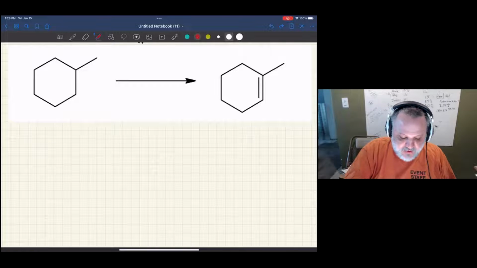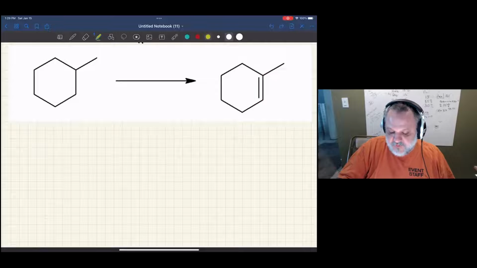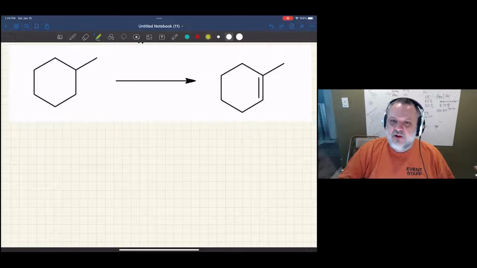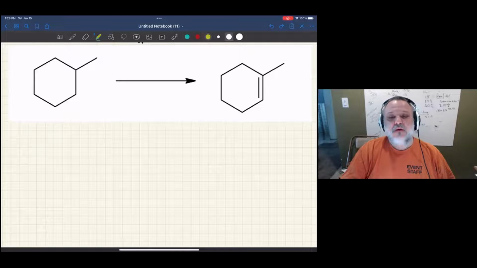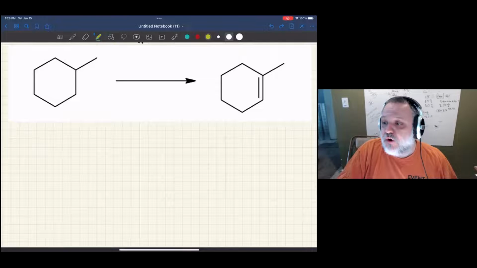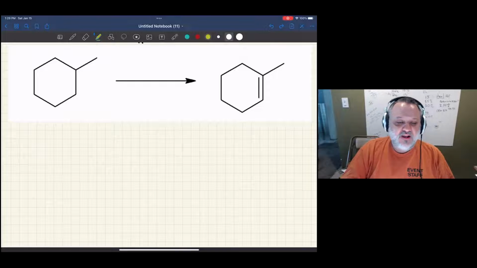Okay, so let's think backwards. So what do I have as far as functional group is concerned? I've got an alkene, a double bond. Okay, well, if I have a double bond, how do I make double bonds? If I make double bonds, I do elimination. Okay, well, where would the thing have been if I were doing an elimination?